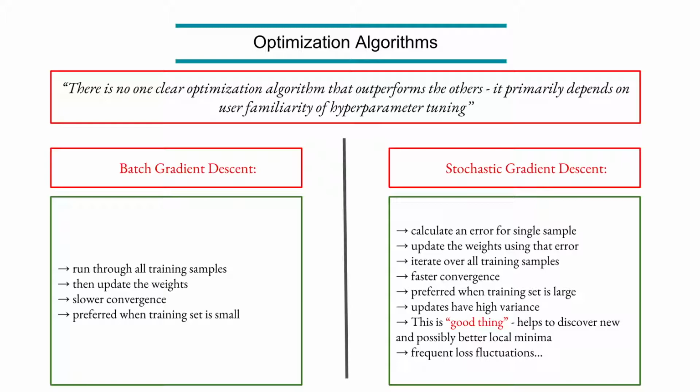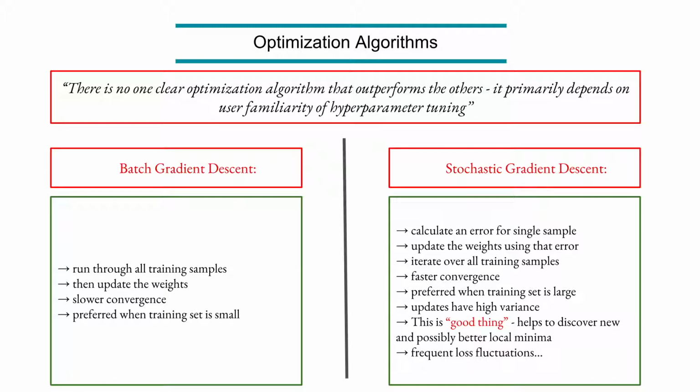So batch gradient descent means, let's assume you have a dataset with, for example, 100 samples in training. In batch gradient descent, you run over all these 100 samples and compute the loss of all iterations, and then update the weights. So that means the weight update is performed in each epoch, not in each iteration. So you run through all training samples, then update the weights.